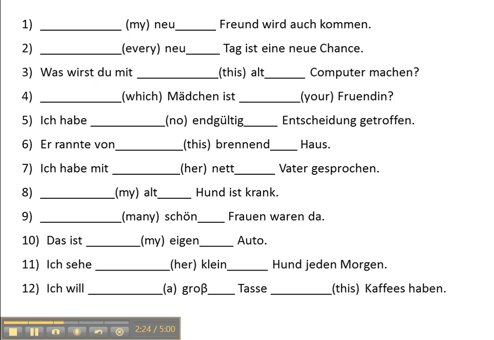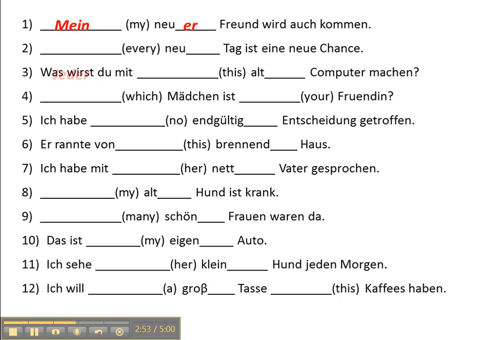that we have here. So the first thing you want to do, when we're trying to determine what endings to use, is to first determine what the noun is, what case the noun is in that these words are describing. So for number one, that word is Freund. The question is, which case is it? Nominative, accusative, dative, or genitive? In this case, it's nominative, so your ending is: Mein neuer Freund wird auch kommen.